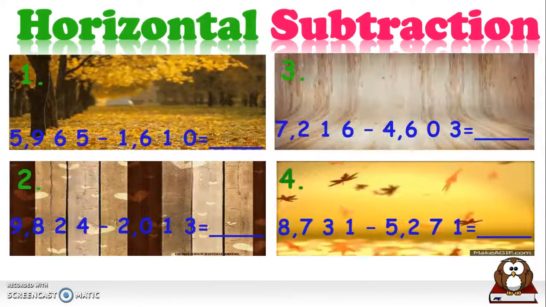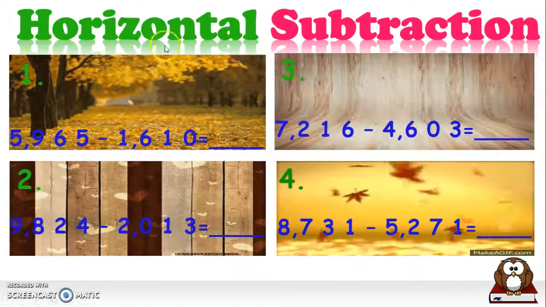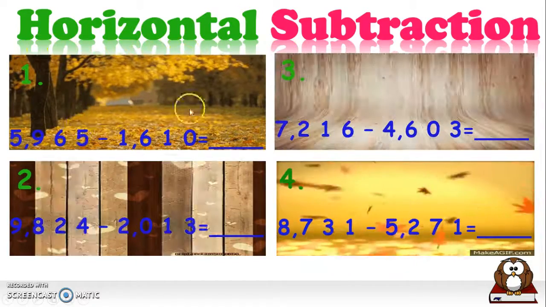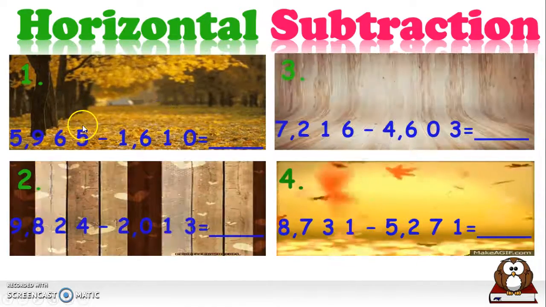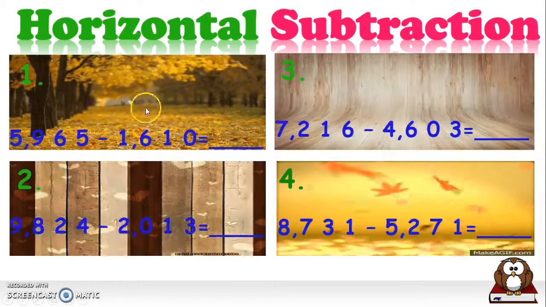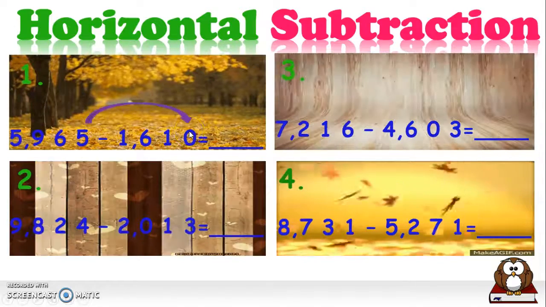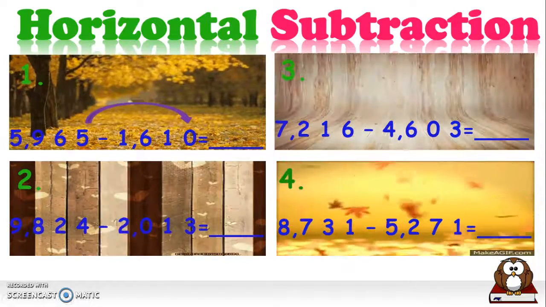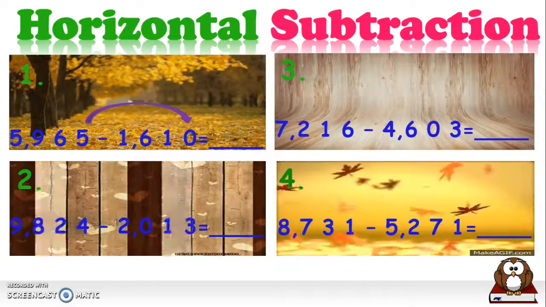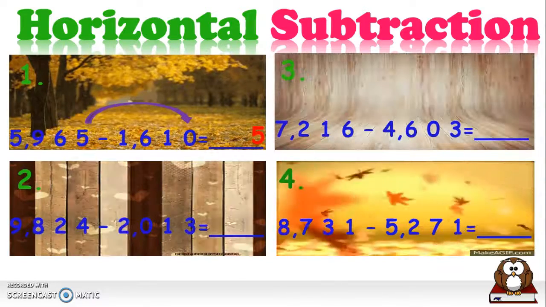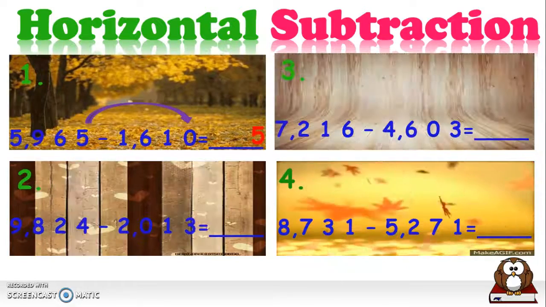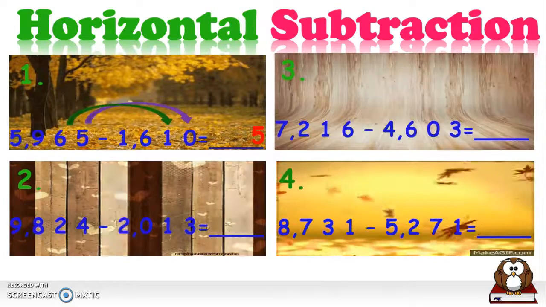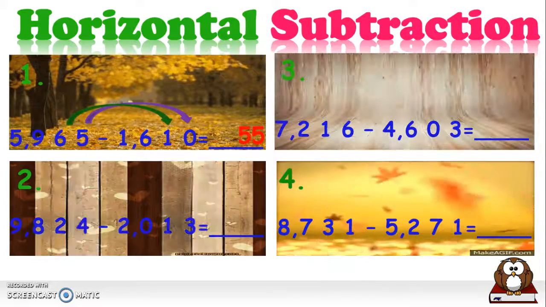Now for number 1, again, horizontal subtraction is doing it from left to right. And also, that would mean ones minus ones. So left to right, ones minus ones is 5 minus 0 equals 5. Now we go to tens minus tens. From left to right, that's 6 minus 1 equals 5.